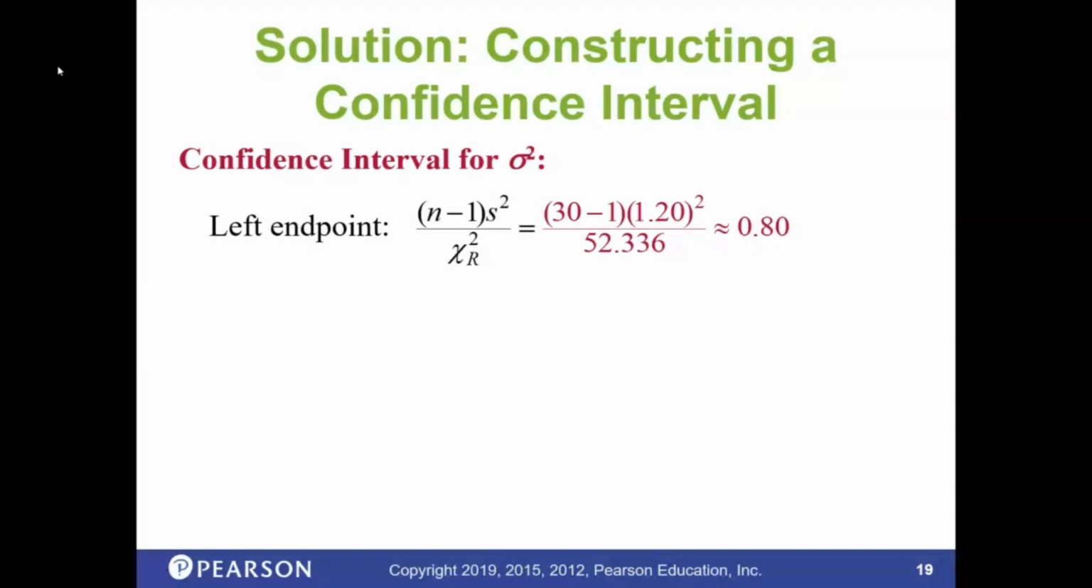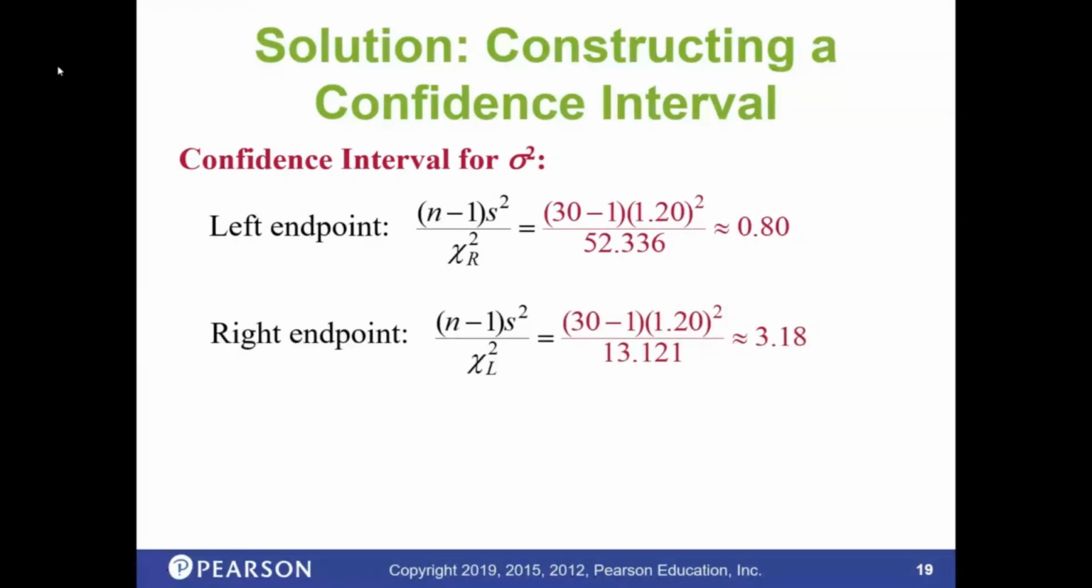Okay, then we need to do the same thing for the other endpoint. Now, this can be a little tedious because you're using this formula twice, but remember you've got that copy feature on your calculator. So once you type this in, just highlight it, copy it, and then change your denominator, and that'll save you a little bit of time. The only thing that changes between the left and right endpoint is your chi-squared r changes to chi-squared l. So now I'm going to change that denominator to 13.121 and get 3.18. So that makes our confidence interval for the population variance 0.80 to 3.18.